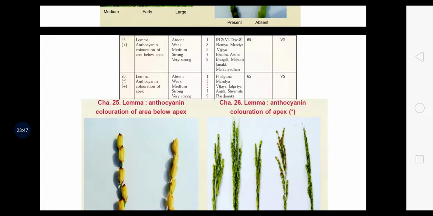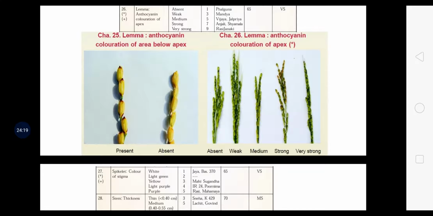26th characteristic is lemma anthocyanin coloration of apex. This is characterized as absent, weak, medium, strong and very strong, scored as 1 3 5 7 9. Example for absent is Falguna, weak, Mandya, medium, Vijaya and Jalpriya, strong is Anjali and Shamala, very strong is Rasi and Janaki, sorry. Here you can see the anthocyanin pigmentation at the apex in lemma.